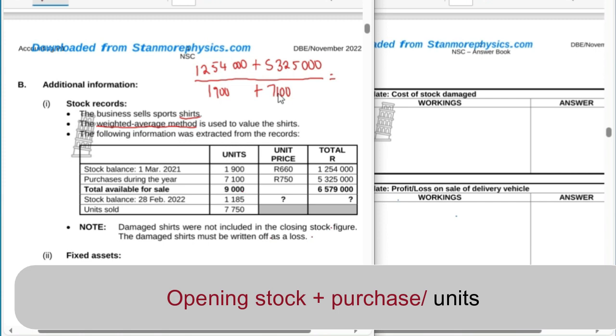And then we are going to punch that in our calculator, whereby we say 1,254,000 plus 5,325,000 equals how much? Equals 6,597,000.